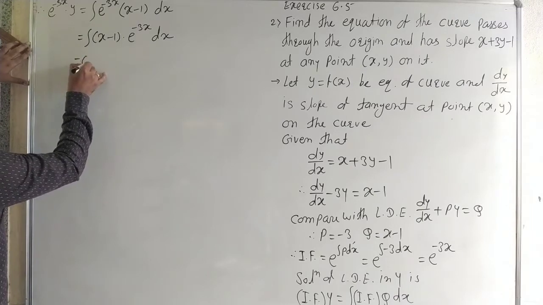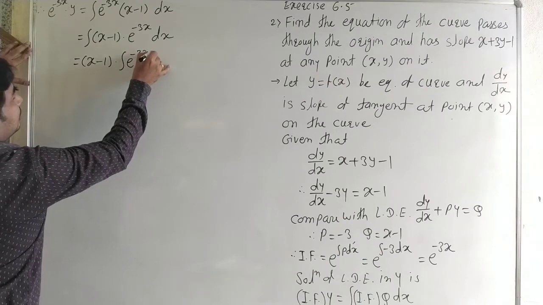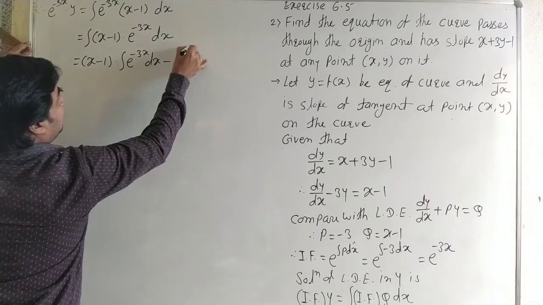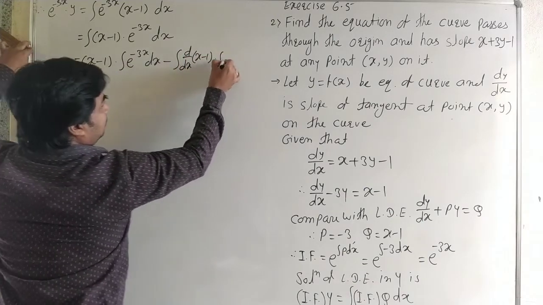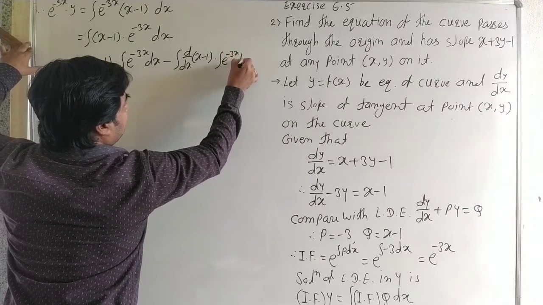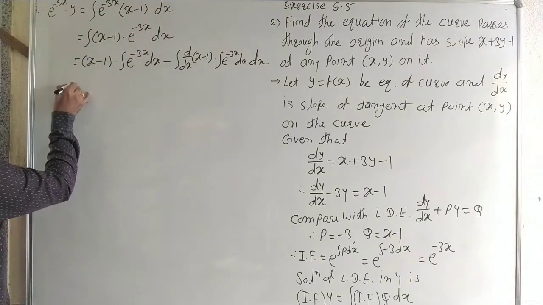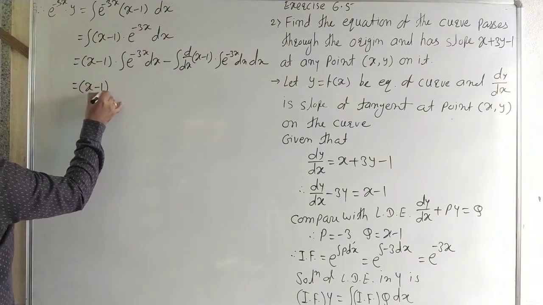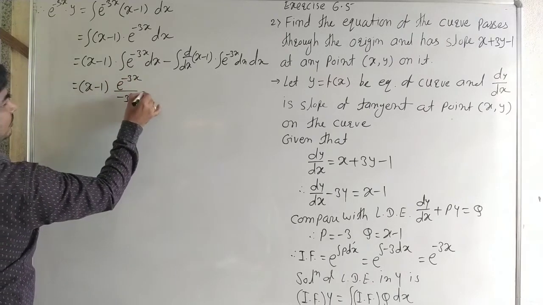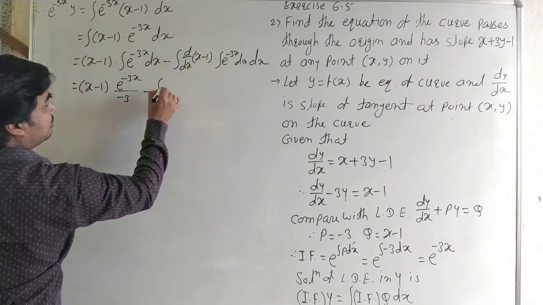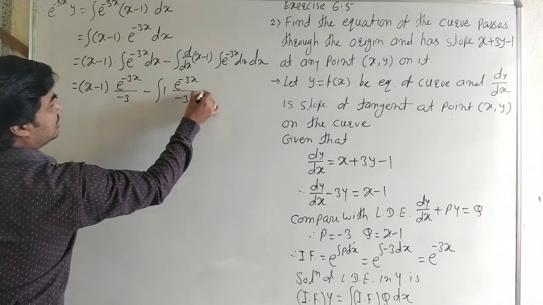u into v is u into integral of v minus integral of derivative of u into integral of v dx. It is integration by parts. Now taking the integrals, (x - 1) into e to the power -3x upon -3 minus integral of derivative of (x - 1), which is 1, into e to the power -3x upon -3 dx.